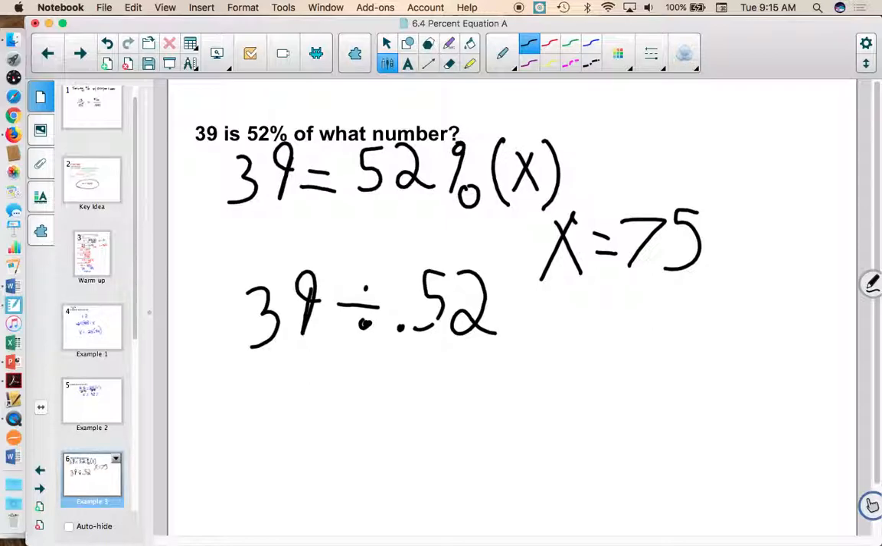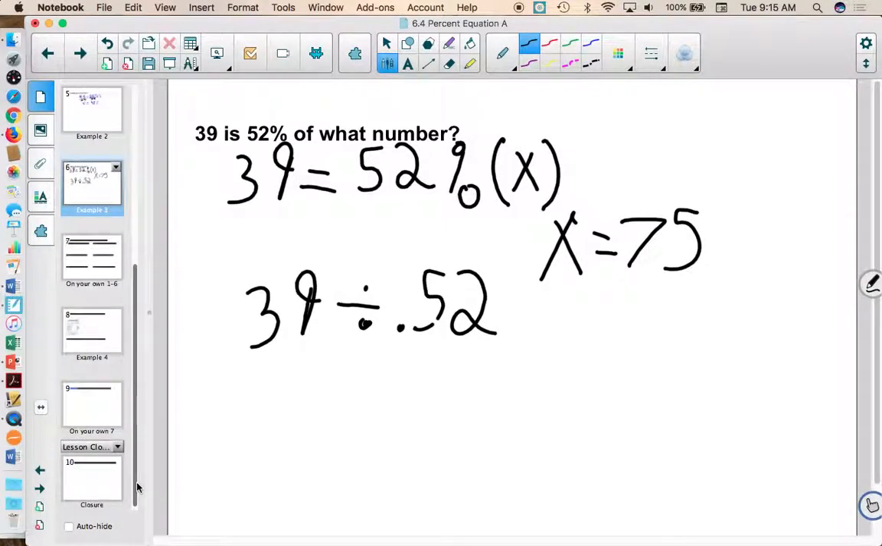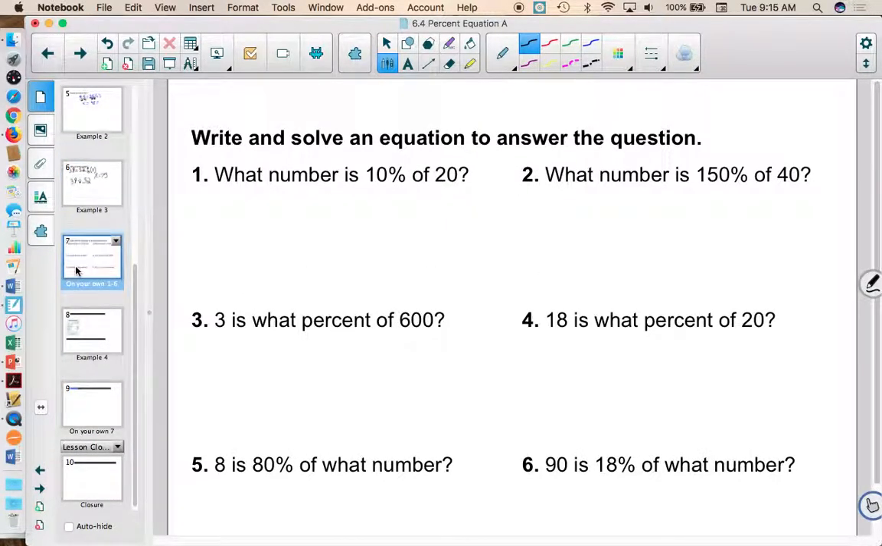Okay, 39 equals 52% of x. Divide both sides by 0.52. X equals 75. So in that case, 39 is 52% of 75. That's our number. Okay? Well, I like these ones. You got 6 of them right there. Do them. And I'll kind of walk around. These are totally on your own, and then we'll get the answers. It's not hard.